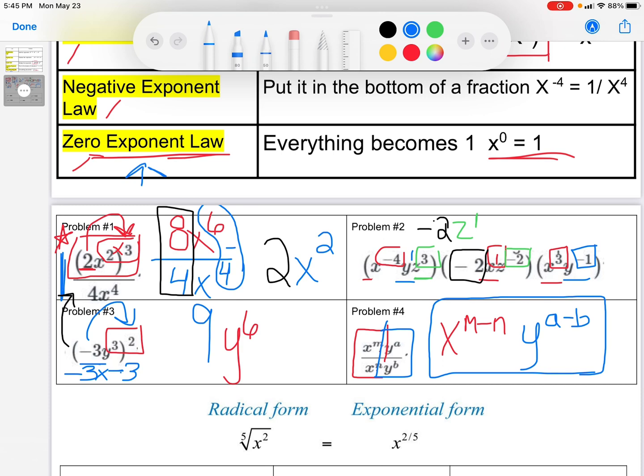All right, and then we have one more video after this to talk about these new types of rules called radical form and exponential form.